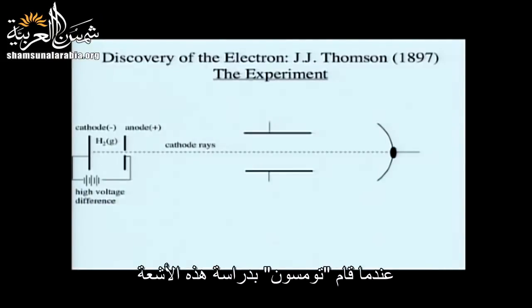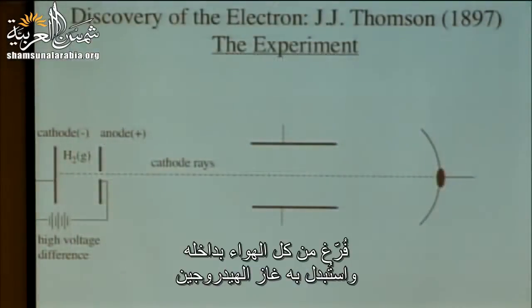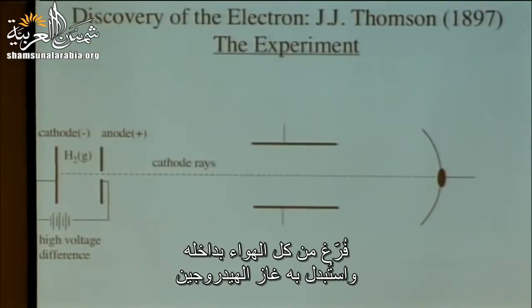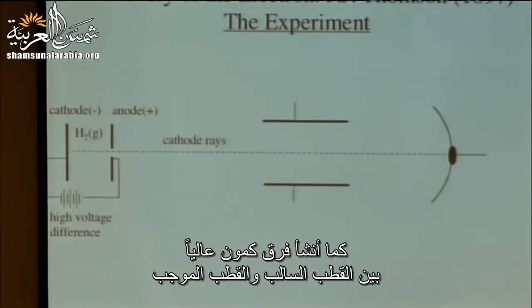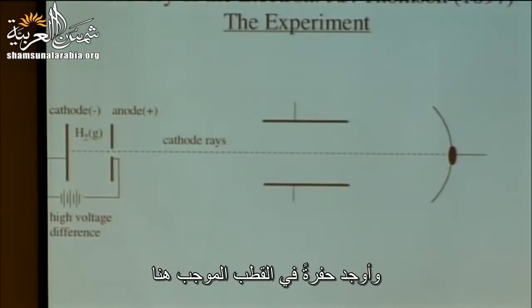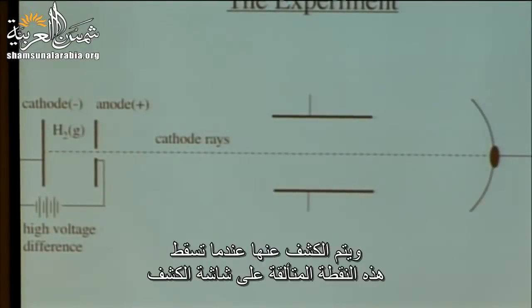If you look at this setup, what he did when he was studying these rays is he had an evacuated tube, which is schematically shown here, evacuated of all its air and filled instead with just hydrogen gas. He had this high voltage difference between an anode and a cathode, and he put a little hole in the anode, so these cathode rays that were produced could shoot out and be detected as a luminescent spot on a detector screen.